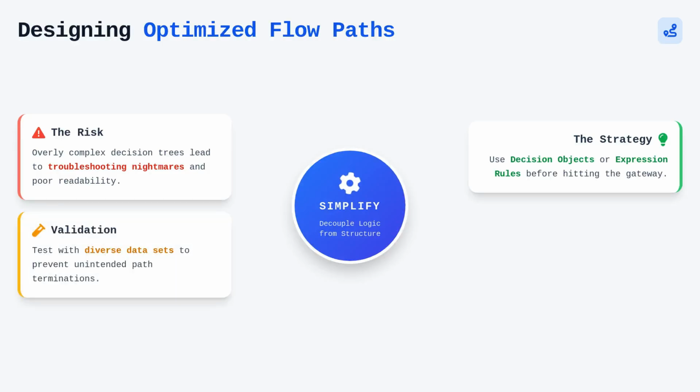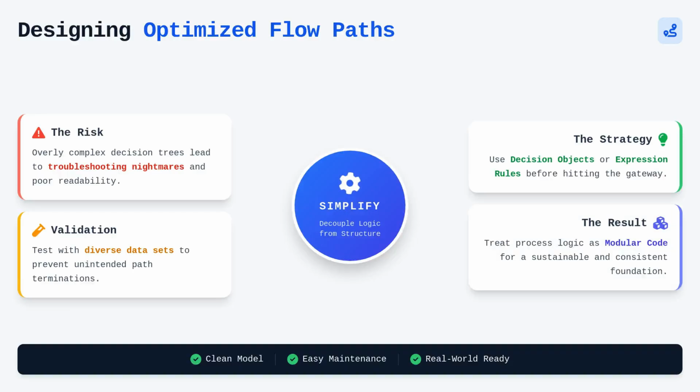Always test your gateway logic with various datasets during the development phase to verify that unexpected values do not lead to unintended path terminations. By treating your process logic as modular code, you build a sustainable foundation for your application that can handle the nuance of real-world business requirements with ease and consistency.